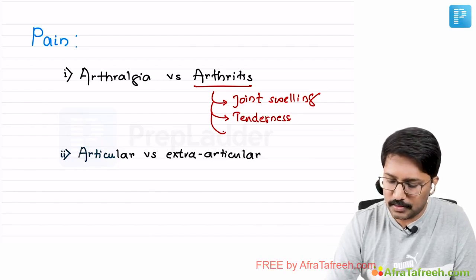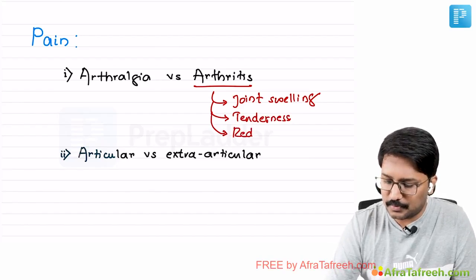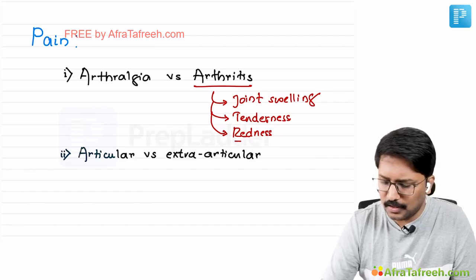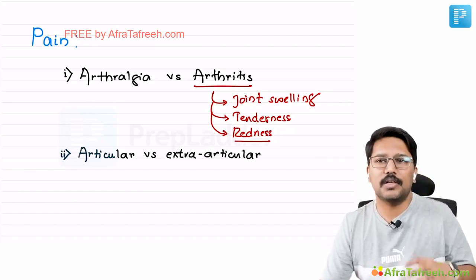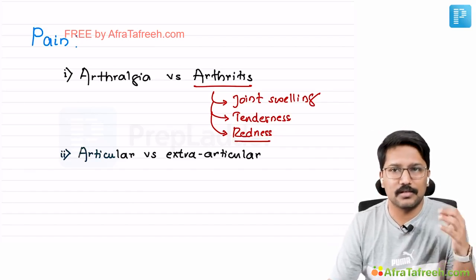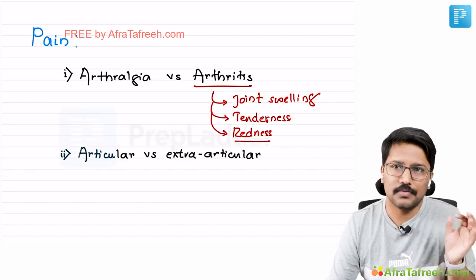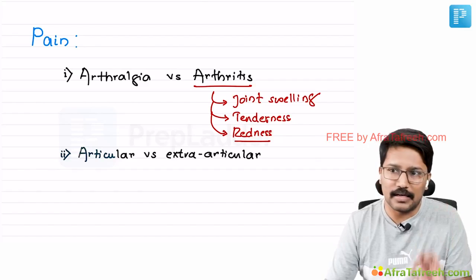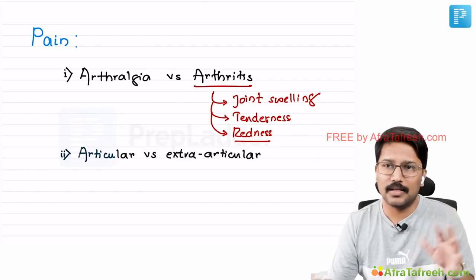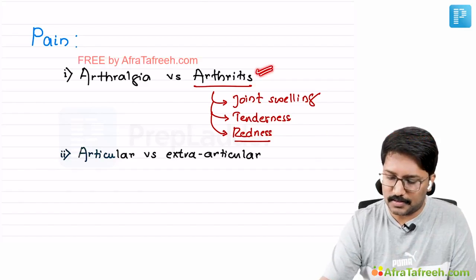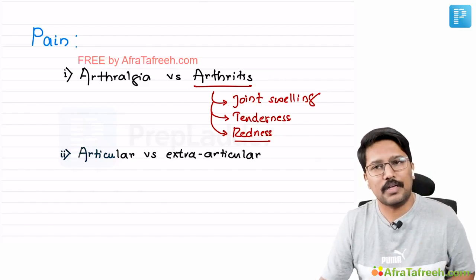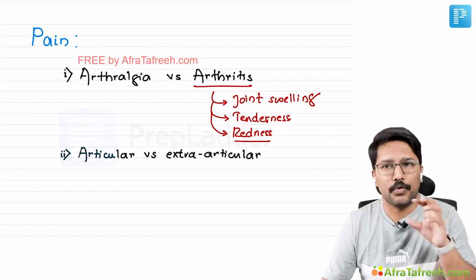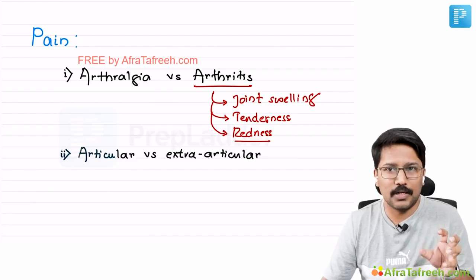Okay. The third point is whether there is redness present. Redness is not usually seen in all circumstances, but in certain acute presenting conditions like gout, you might have redness of the affected joints. Even in the absence of redness, if there is joint tenderness and joint swelling present, that goes in favor of arthritis.